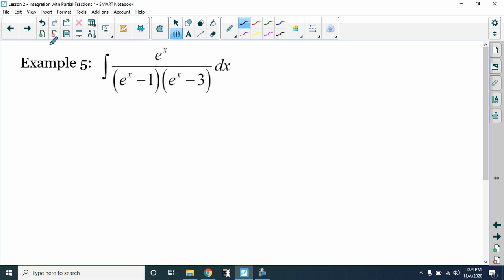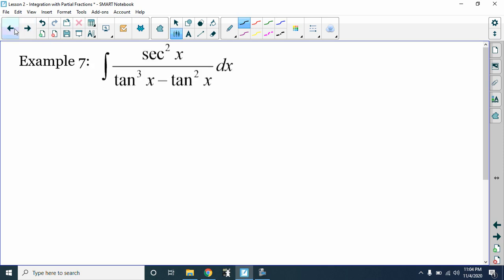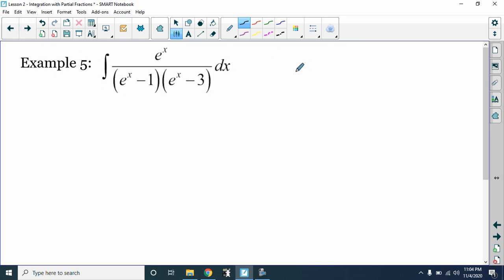Let's take a look at this one. The integral of e to the x over e to the x minus 1 times e to the x minus 3. Doesn't necessarily look like it's a partial fractions problem. We are going to make u equal to e to the x. And that way du is e to the x dx.